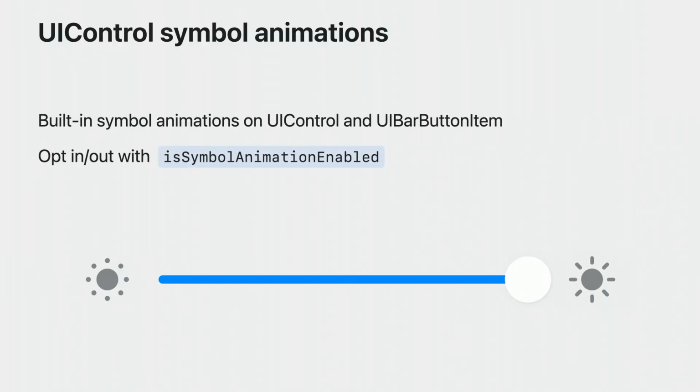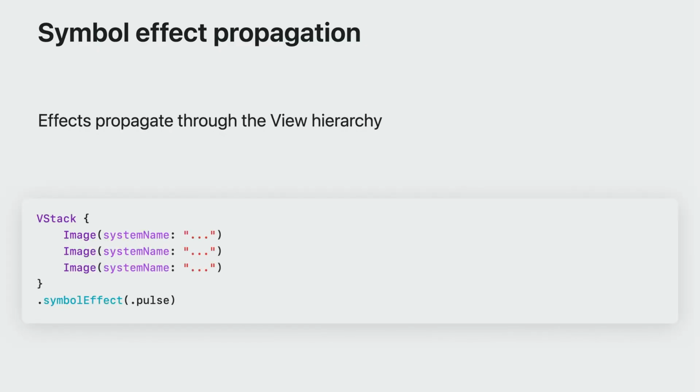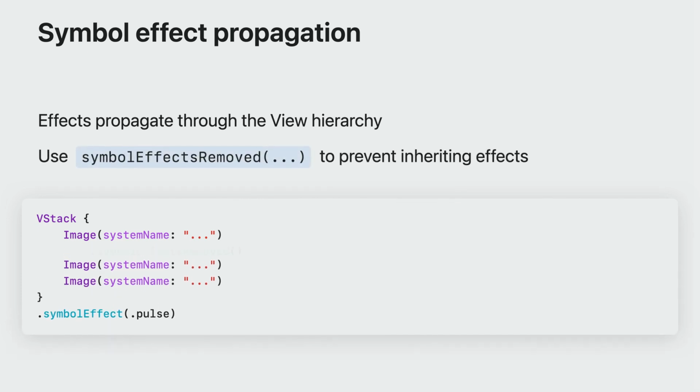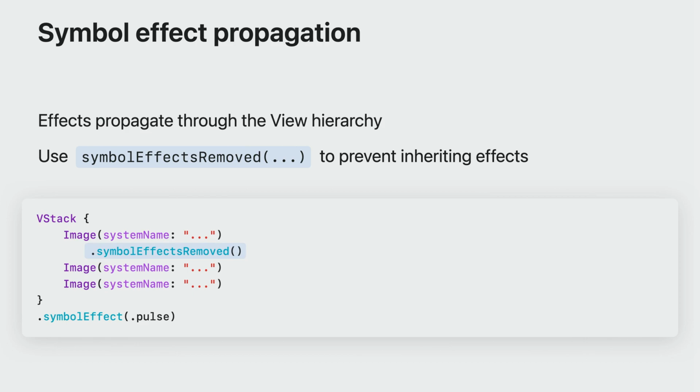UI Slider, for example, now bounces its images as the thumb reaches the ends of the track. You can control whether these animations play with the new isSymbolAnimationEnabled property on UI Control and UI bar button item. In SwiftUI, there are also some special considerations for disabling symbol effects. Like other modifiers in SwiftUI, the symbol effect modifier propagates through the view hierarchy. This means effects can be applied to multiple images by adding the modifier on a parent view. Use the symbol effects removed modifier to prevent a view from inheriting symbol effects.